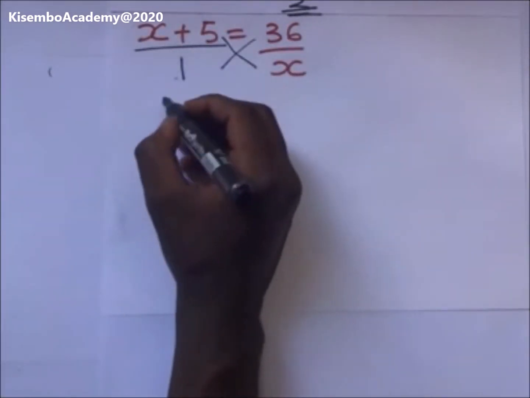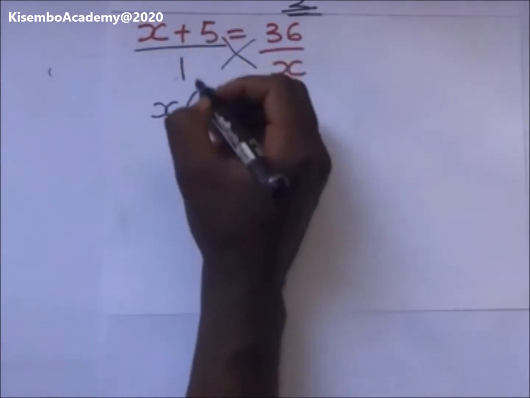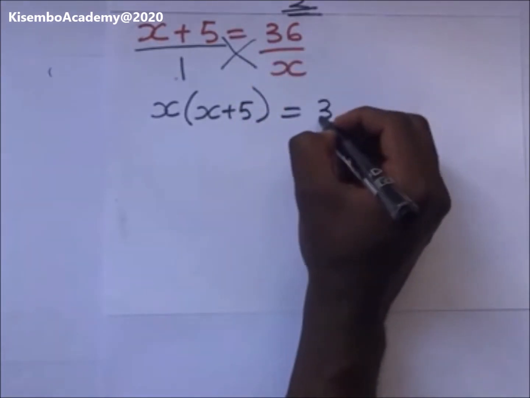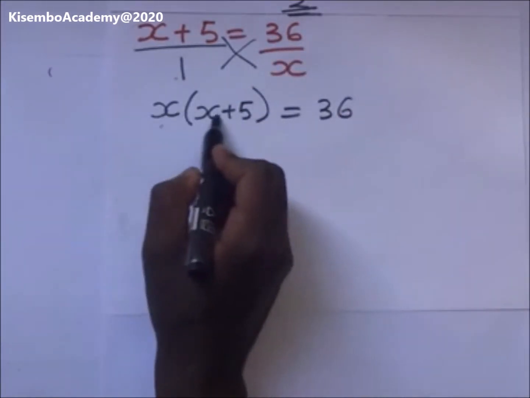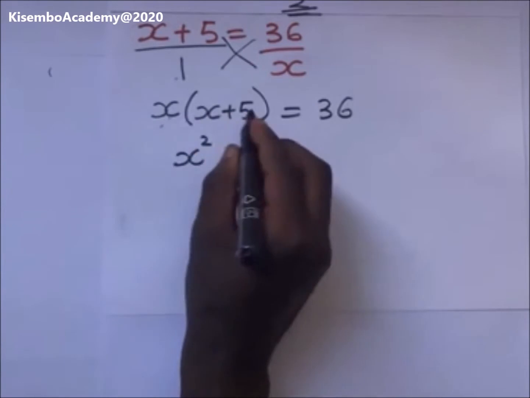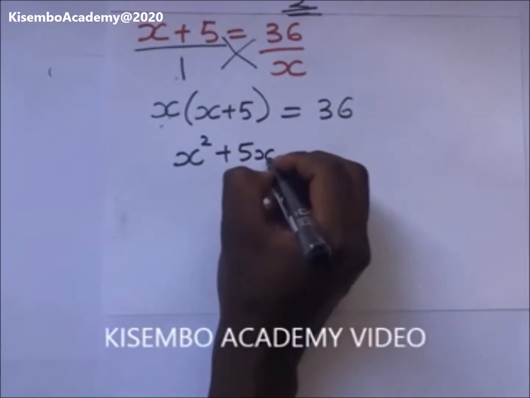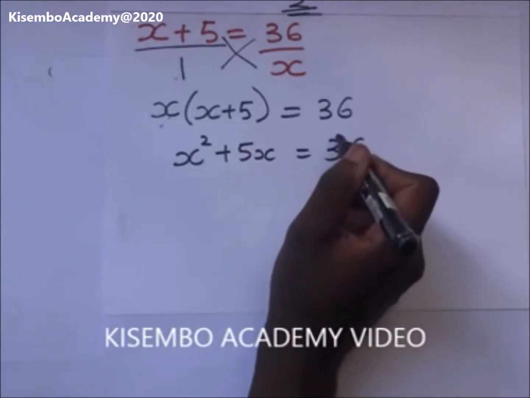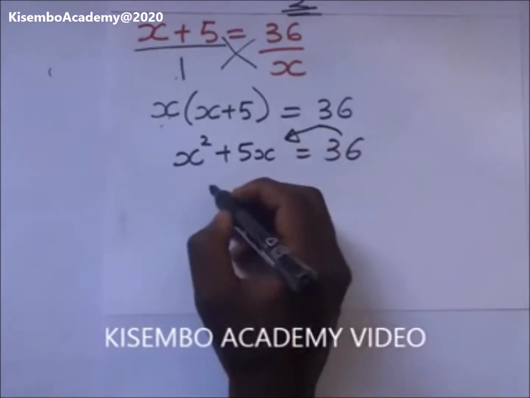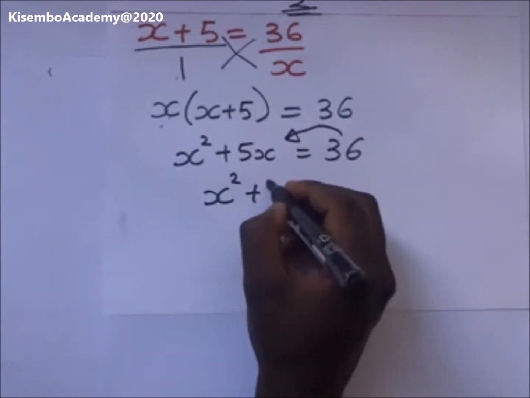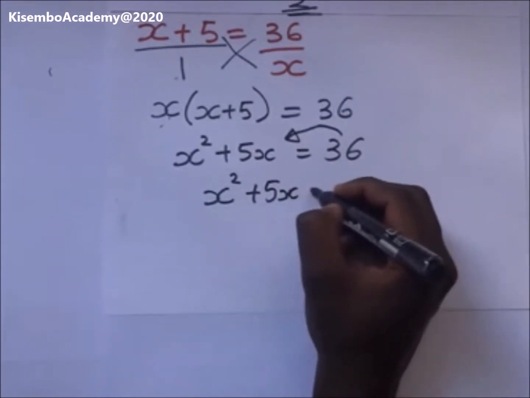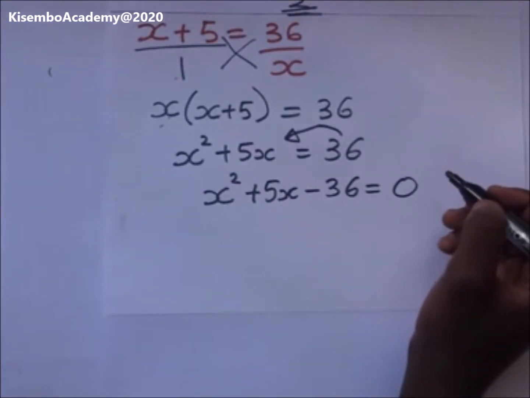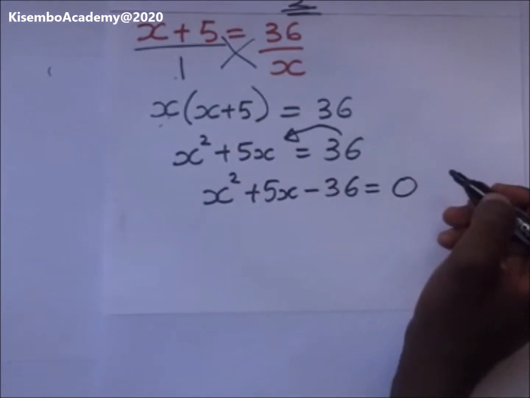So x times x plus 5 is going to give us 1 times 36, which is 36. When we open brackets here, x times x is x squared, x times 5 is plus 5x, is equal to 36. So we bring this 36 this way, it becomes x squared plus 5x minus 36 is equal to 0. So we have a quadratic equation that we have rearranged.